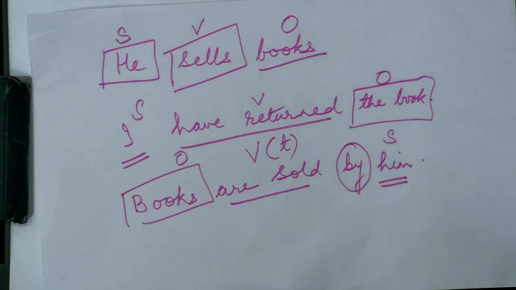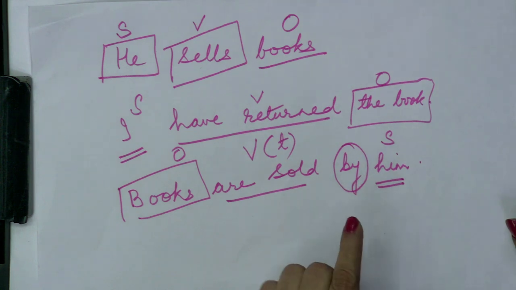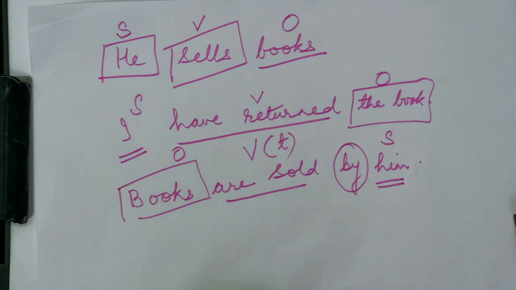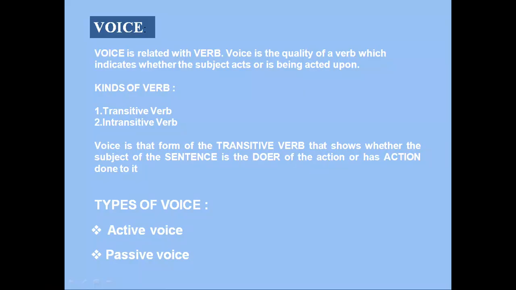This is the subject. So, now here we observe that the subject is the receiver. He receives the action. The verb expresses what is done to the subject. The verb in this form is said to be in the passive voice. So, you have seen that it is the form of the verb in the sentence which shows whether the subject is the doer or the receiver. Voice is the form of the transitive verb which is used to tell whether the subject of the sentence is acting or is receiving the action expressed by the verb. So, I am sure it is clear to you that voice is that form of the transitive verb which shows whether the subject of the sentence is the doer of the action or has action done to it.